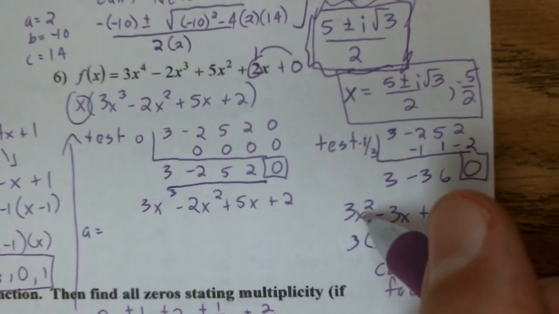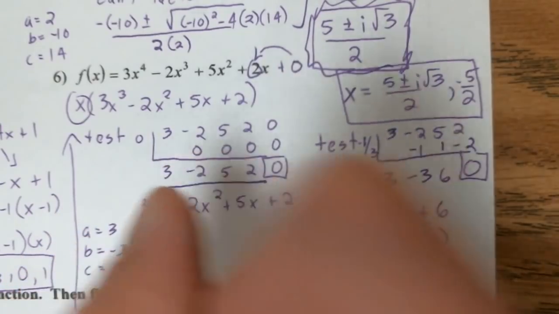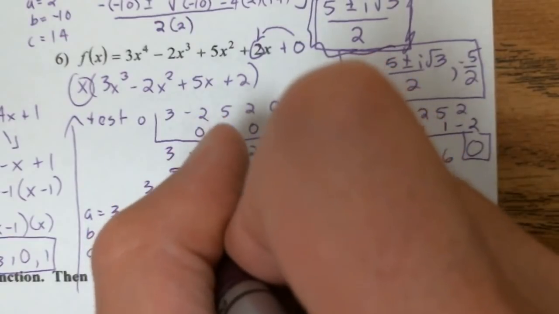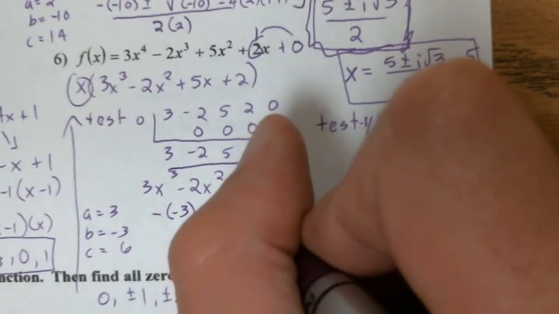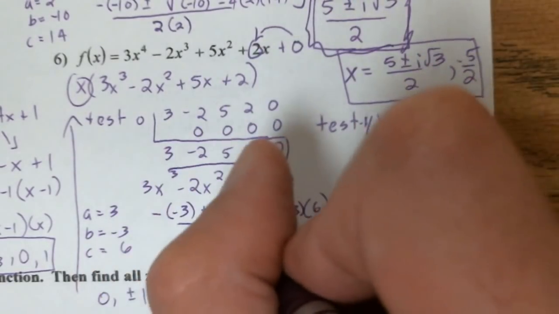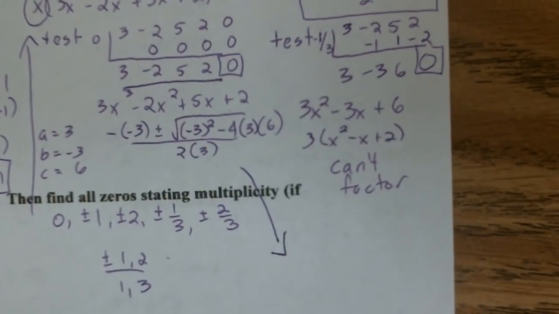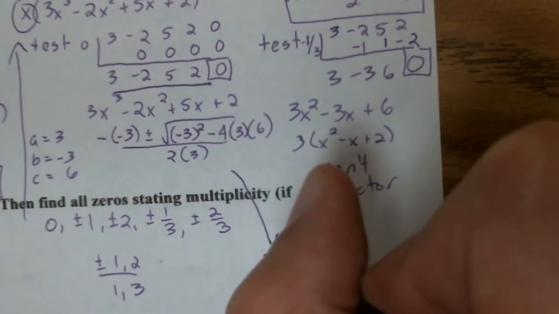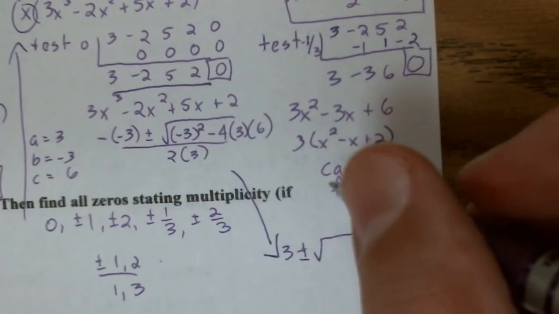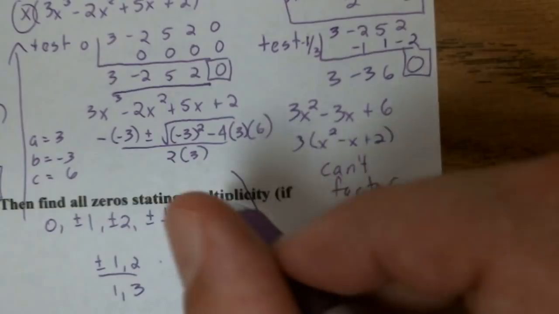So my A is the 3, my B is the negative 3, and my C is the 6. So I've got negative B, negative 3, plus or minus the square root of B squared minus 4 times A times C, all over 2 times A. I'm going to come down here to give me some more room. That's going to be positive 3 plus or minus the square root of negative 63, all over 6. Type all that in your calculator.